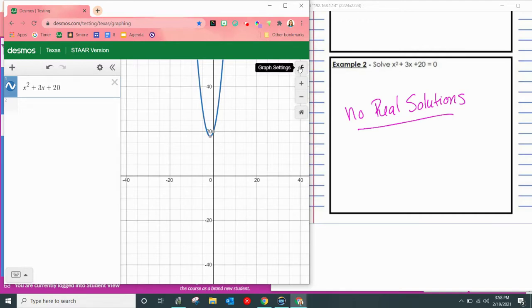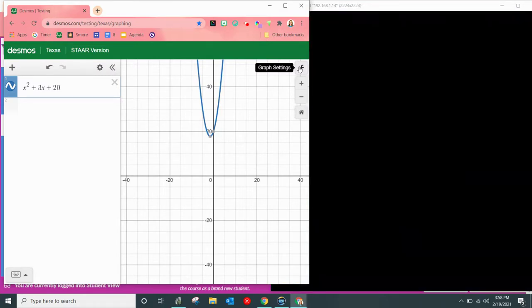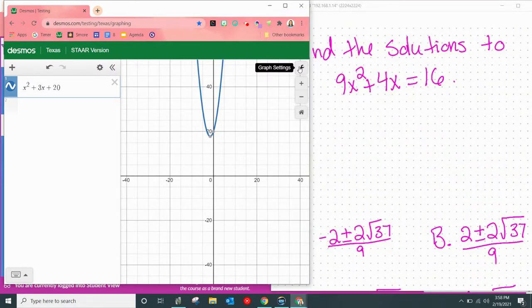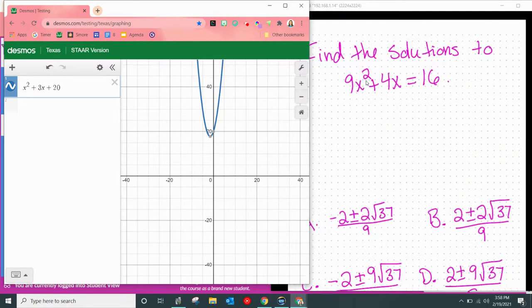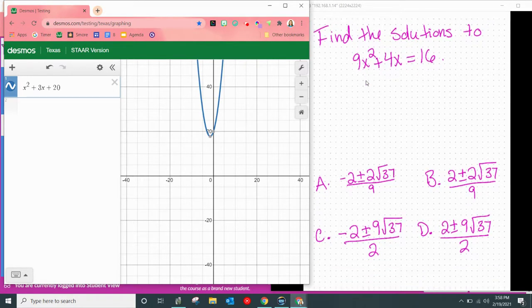Okay, I want to look at one more type of example that's not in our notes, but I think it's going to be beneficial for you. So let's say you were given this problem right here. Let me zoom out a little bit here. Okay, so let's say you have been given this problem. Find the solutions to 9x squared plus 4x equals 16. Okay, well, remember, first thing is it has to be equal to 0.